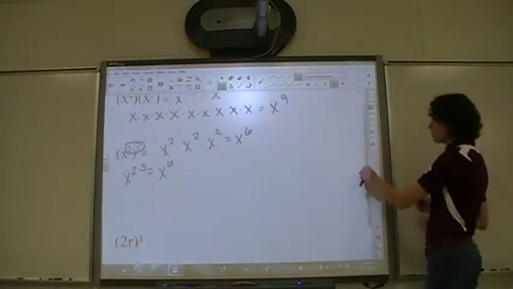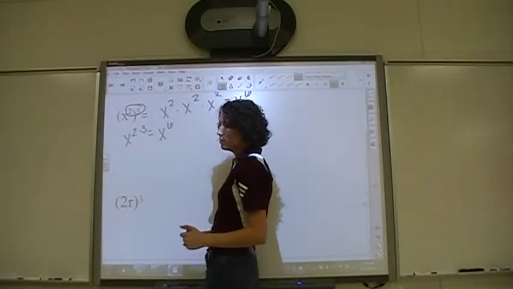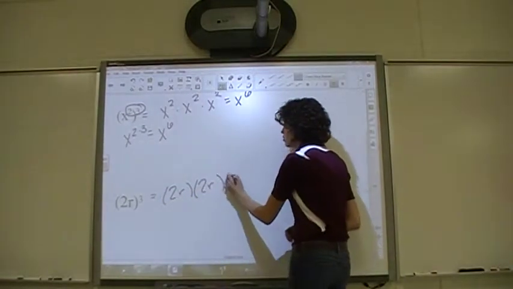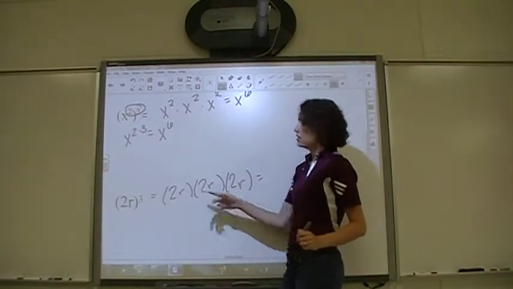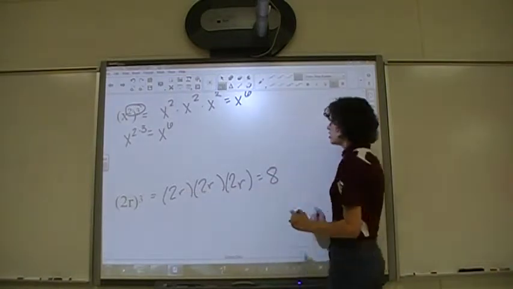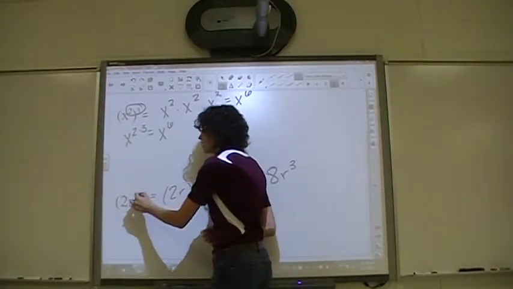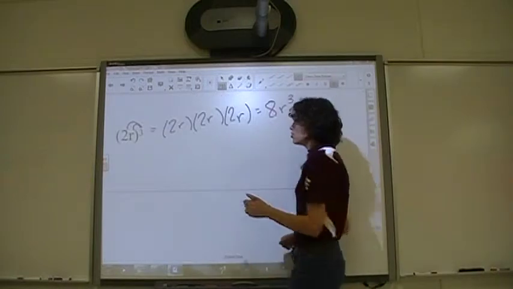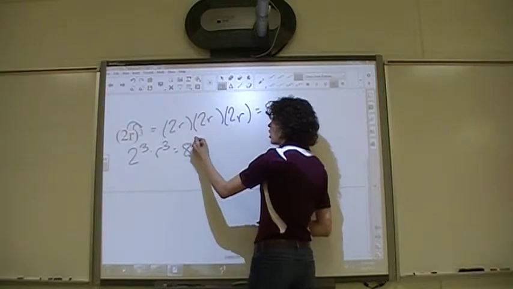All right, let's look at this last one. We have 2r quantity cubed. That means we have 2r times 2r times 2r. So 2 times 2 times 2 is 8, because 2 times 2 gives me 4, times 2 gives me 8. R times r times r will give me r cubed. Another way you could have done it is distributing your cube, and you would have gotten 2 cubed times r cubed, which is the same as 8r cubed.